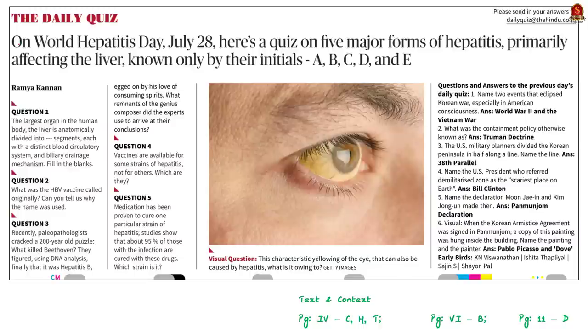Look at this text and context page. Today, that is July 28, is World Hepatitis Day. So 5 quiz questions related to hepatitis appeared in the news today. We'll try to answer the quiz questions. But before that, we shall learn a few facts about hepatitis and its types.